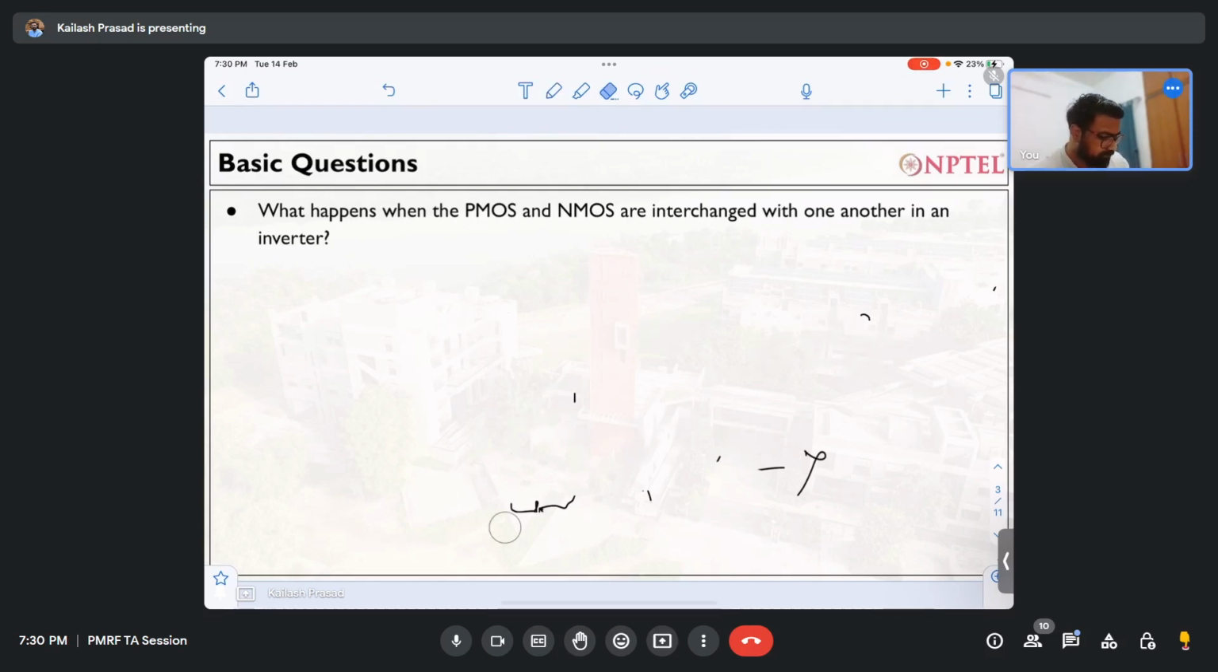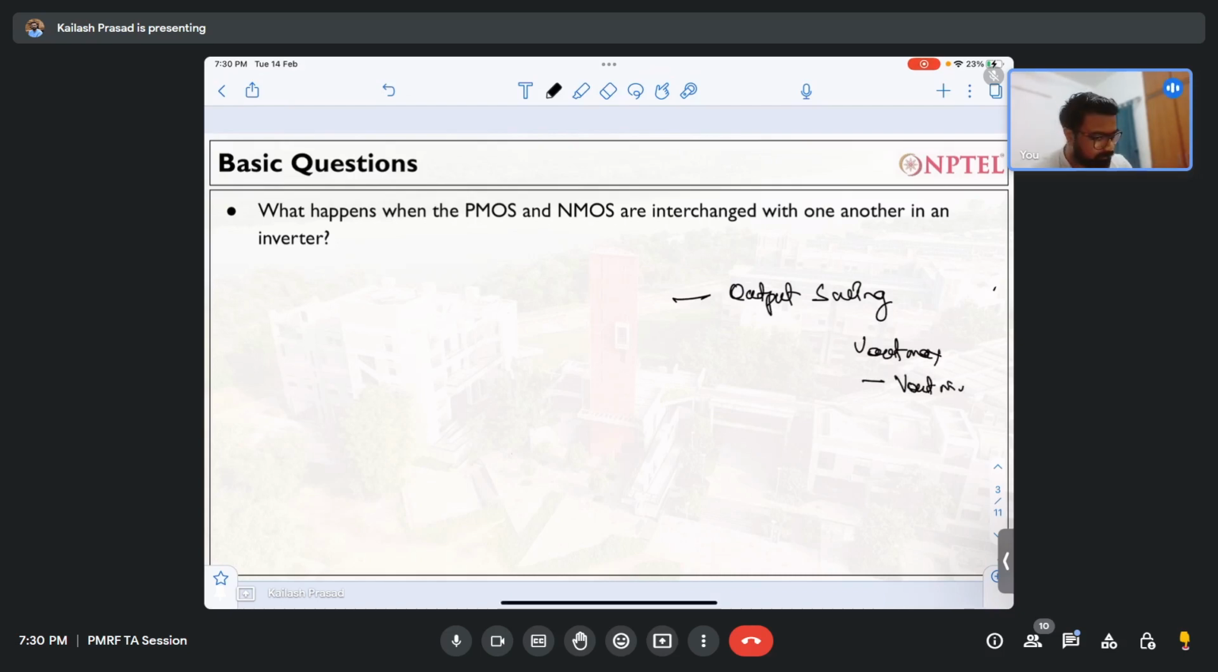Now see, this question we have answered. What will happen? There will be a degradation in the output. And the technical term is that the output swing, we call it. Output swing means the maximum voltage minus minimum voltage. Okay, V out max minus V out min, right, will degrade. Output swing will degrade.